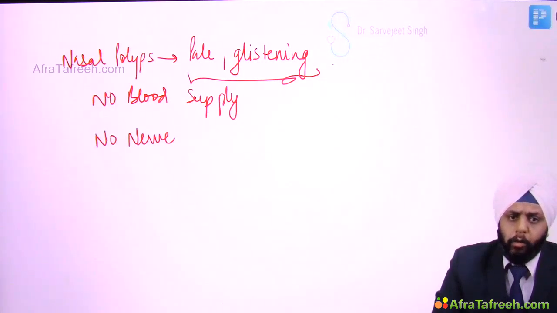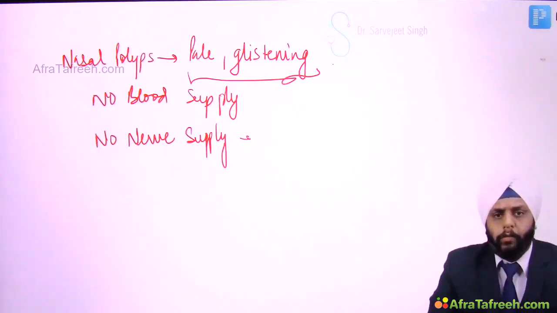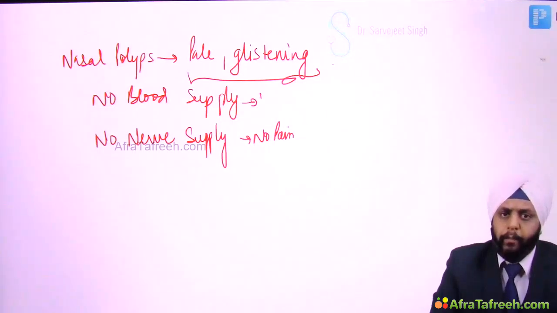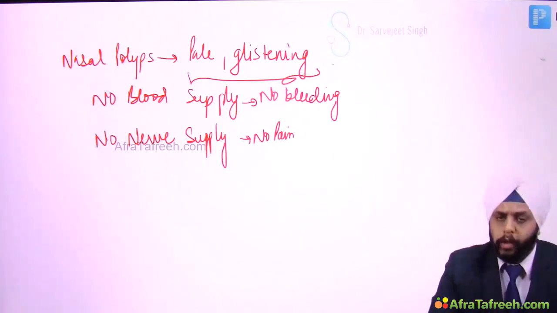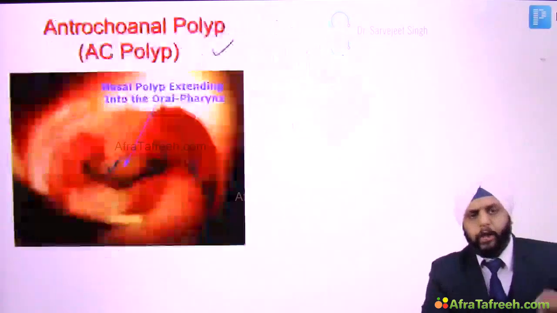So there is no blood supply, there is no nerve supply. So there won't be any pain if you touch it. There won't be any bleeding if you touch it. Okay, so no pain, no bleeding if you touch the polyp. Right? Let's look at these polyps once again.